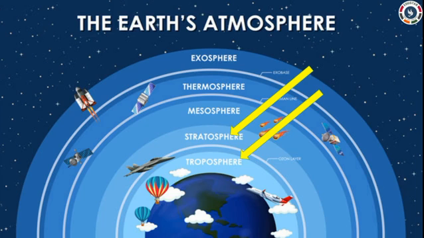Next, stratosphere. Stratosphere is the second layer. It lies just above the troposphere and is a cloudless layer. Many aircraft fly in this layer. Jet planes fly in this layer. The ozone layer, which forms the upper part of the stratosphere, acts like a shield that protects us from the harmful rays of the sun.